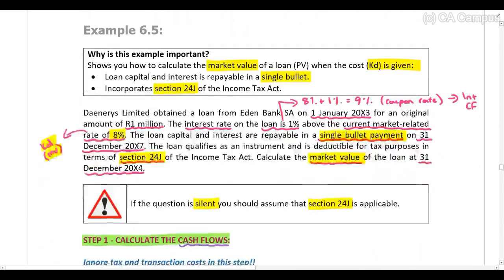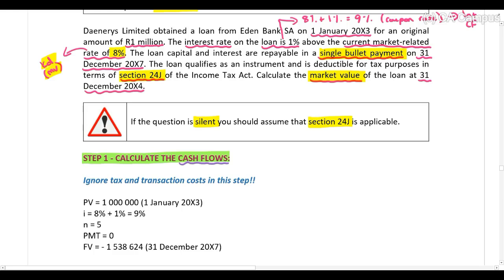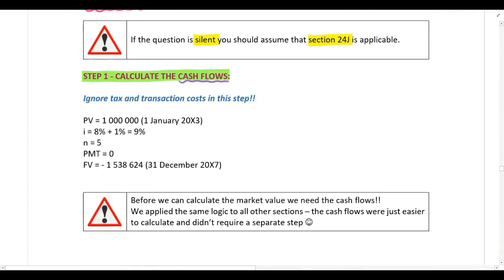With a loan, it's a little bit more complicated when it comes to calculating your cash flows, and that's why I've set this out rather in two steps. First, we're going to make sure we actually get our cash flows, and then we'll answer the required. So please note, before we can calculate the market value, you need to know what your cash flows are. We applied the same logic to all other sections. The cash flows were just easier to calculate and didn't require a separate step.